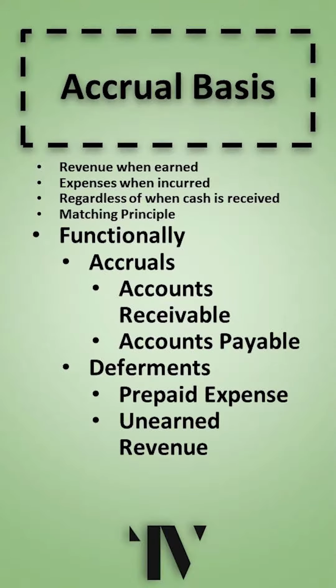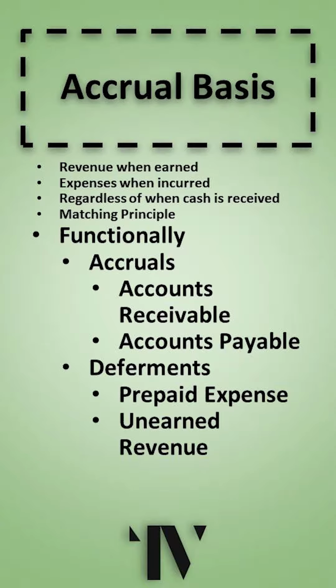That's okay, stick with me because I'm going to explain it in a more practical sense, showing you what a set of accrual books or financial statements has in it that a set of cash basis financials do not. Functionally, accrual basis financial statements have accrual accounts and deferment accounts on their balance sheet. An accrual is something that has been recorded before cash has exchanged hands. An example would be accounts receivable, or AR for short. The AR account holds money that is owed to me.